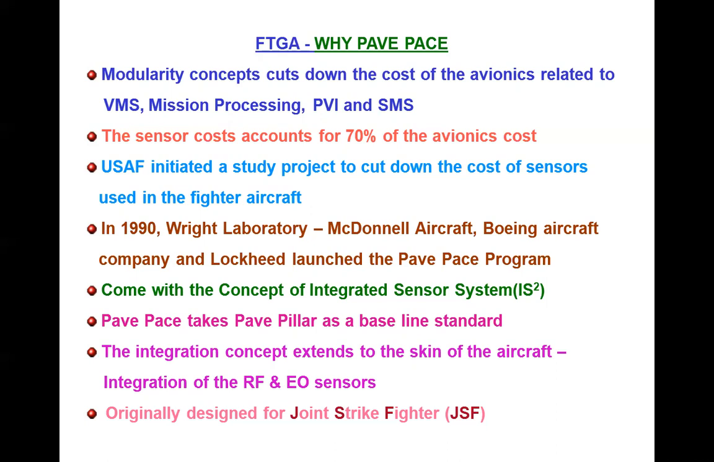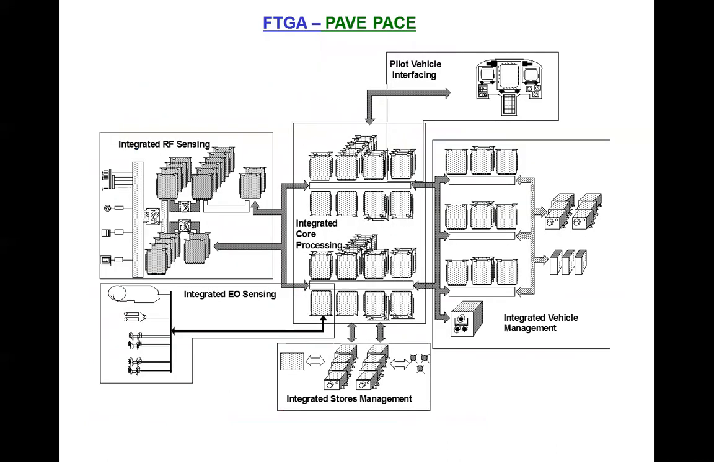PAVE PACE takes Pave Pillar as a baseline in standard. The integration concept extends to the skin of the aircraft, integration of the RF and EO sensors, originally designed for Joint Strike Fighter, JSF. This is the PACE block diagram. Here you'll have integrated RF sensing, core processing, EO sensing, vehicle management, store management, vehicle interfacing for the pilot. Everything will be integrated here. That's why it has more advantages than other architectures.